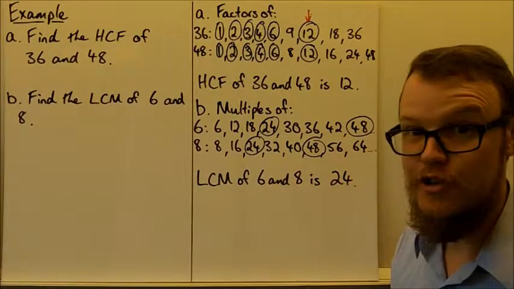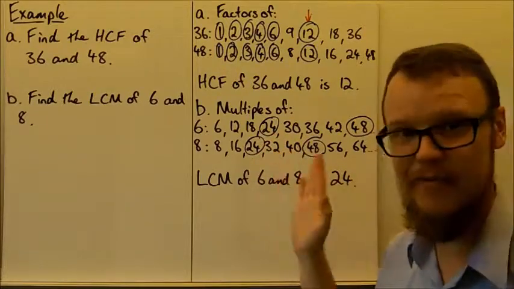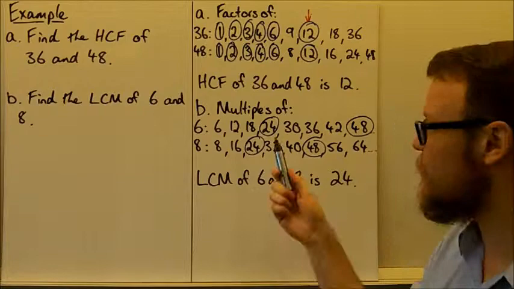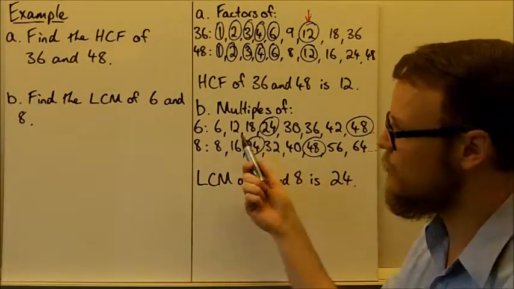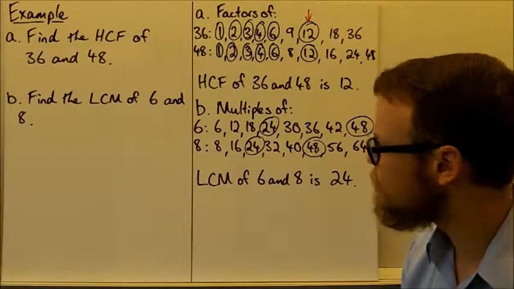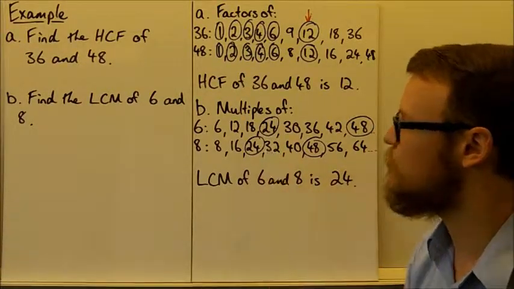Now, if I already knew that 24 was a multiple of 8 as well, I could stop there very quickly. I just wanted to show you that there are more common multiples. If you keep going and going, you'll find more and more common multiples that 6 and 8 have in common. But the lowest of those, the lowest common multiple that they have, is 24.